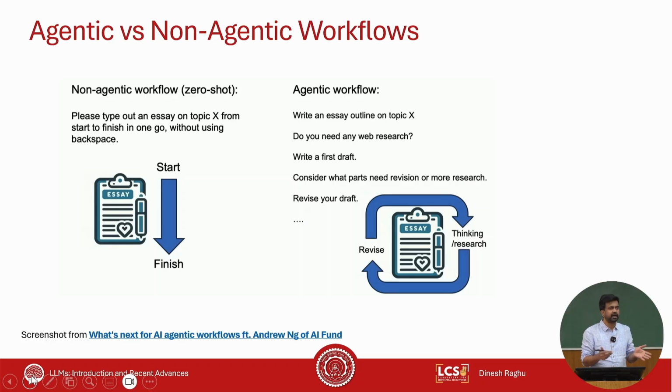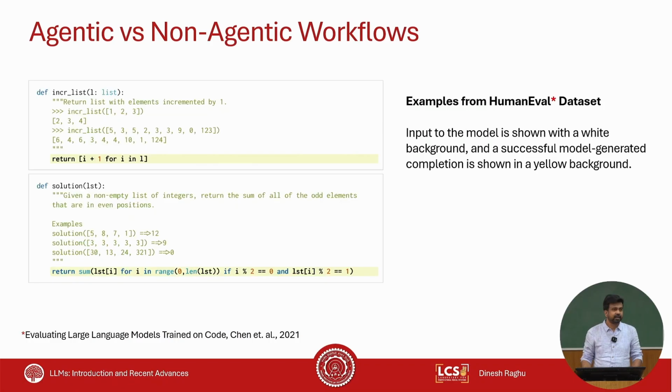And then you ask it to write a first draft. And then you have some sort of a mechanism where it looks at multiple subsections and then reviews them, right? And then finally ask it to polish the entire essay again, right? So this is the difference between agentic and non-agentic workflows, right? Make sense?